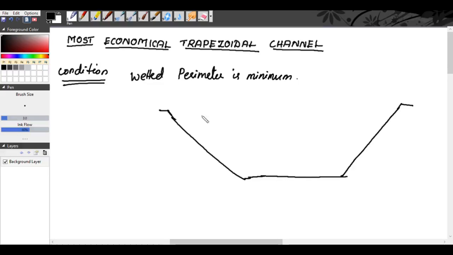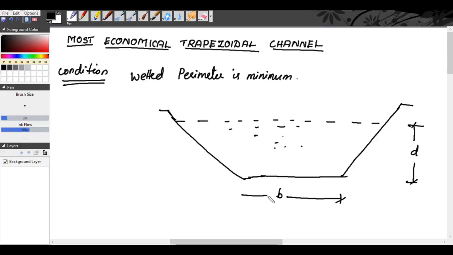So this is the trapezoidal channel. Let us assume the depth of flow of water is up to this. So this depth is taken as D. Depth of flow of water is taken as D. B is taken as the bottom width. So we will find the top width now. So top width is equal to, we will draw a vertical line. So we will take the section as A, B, C and D.